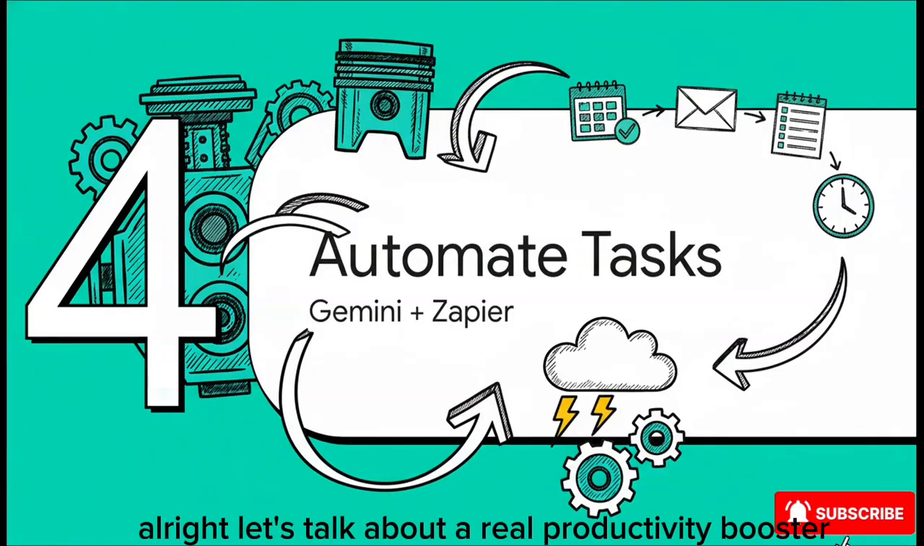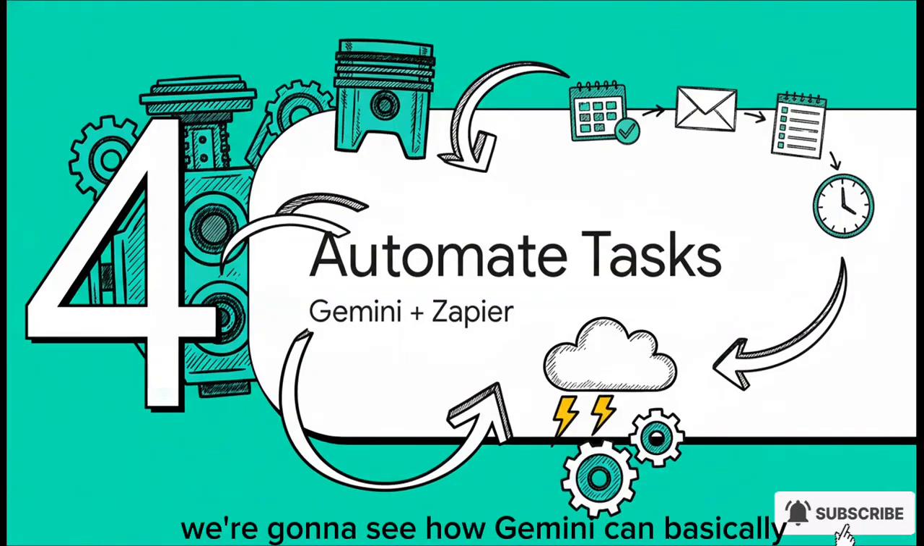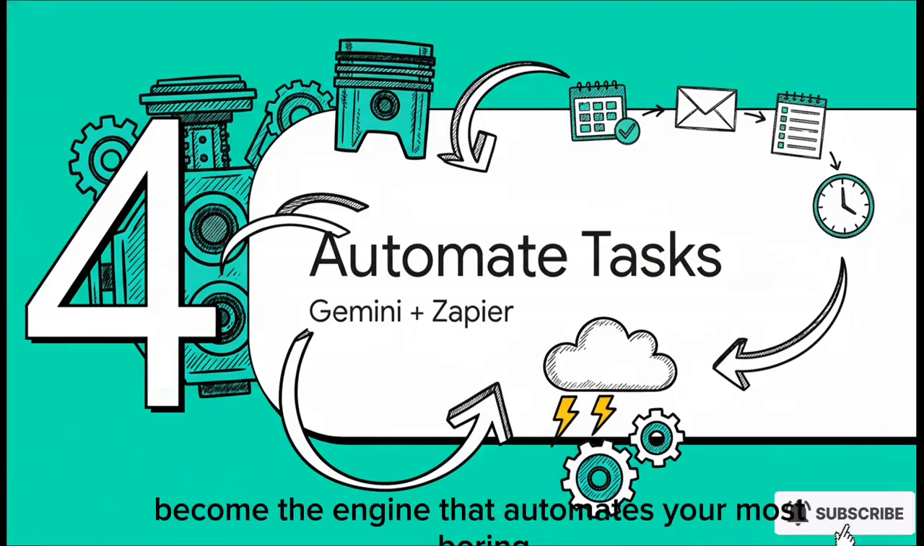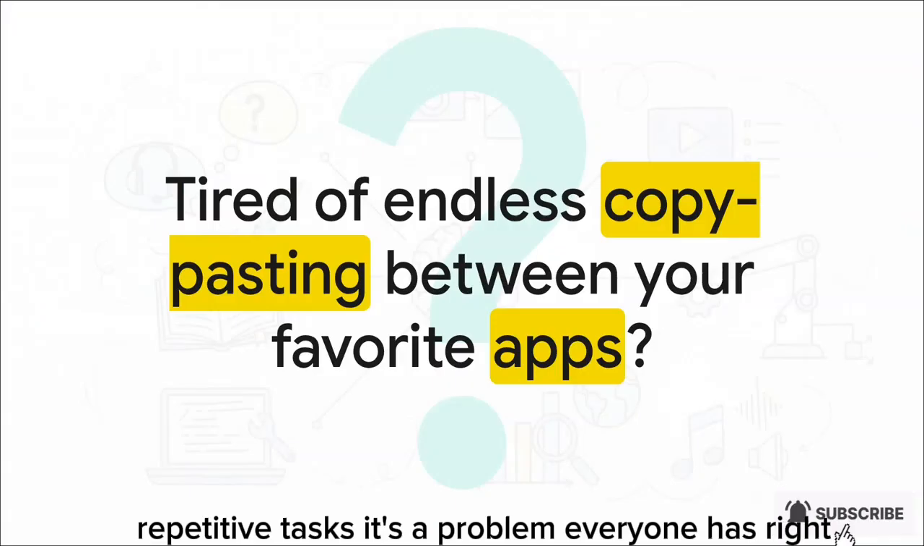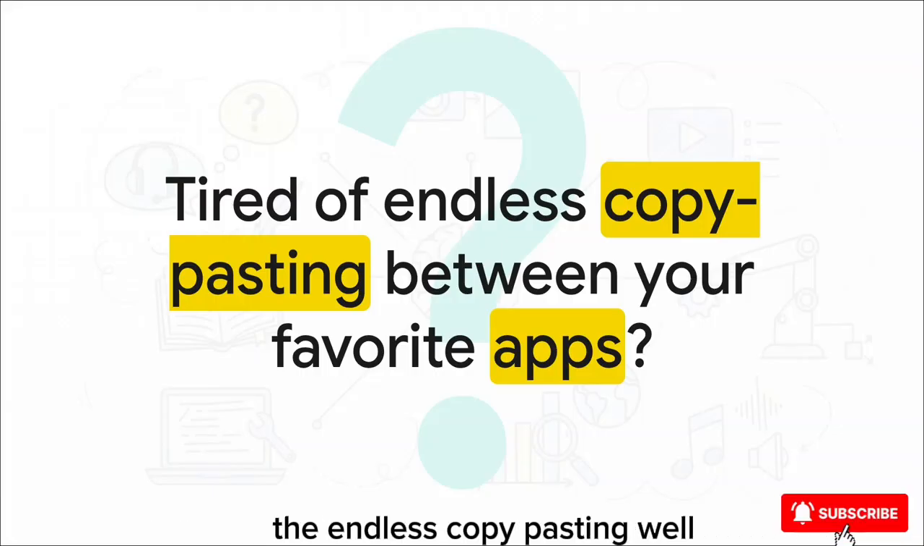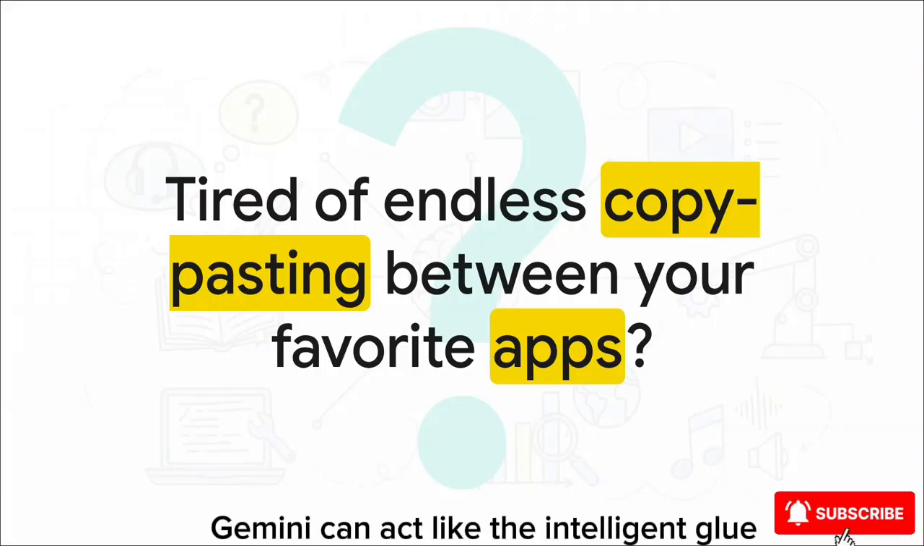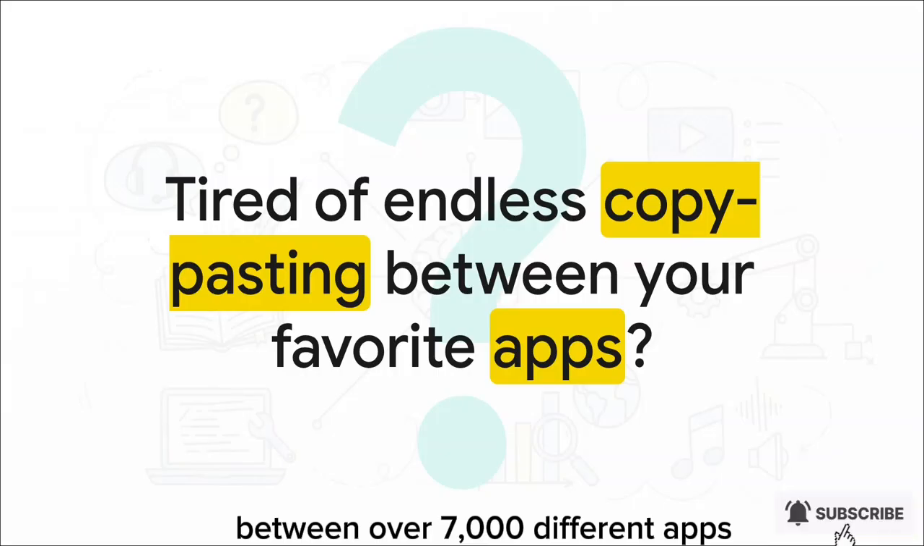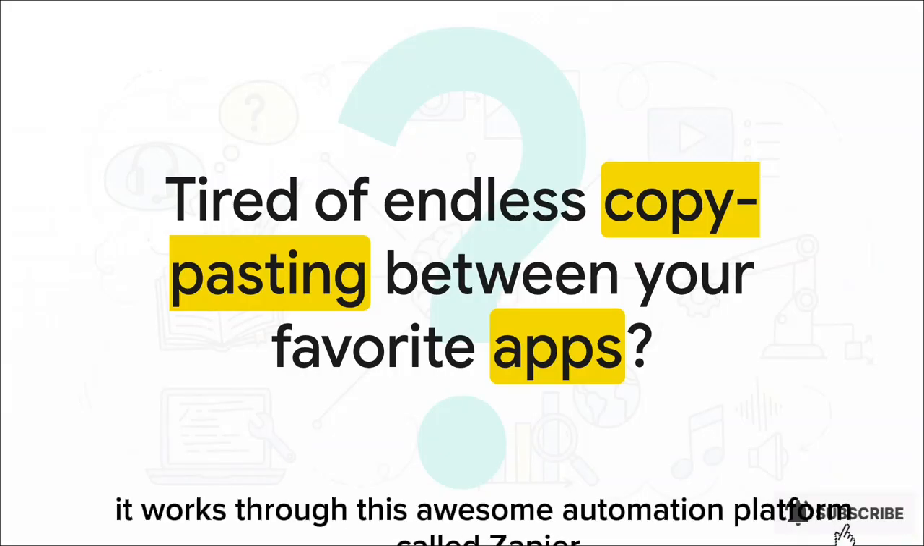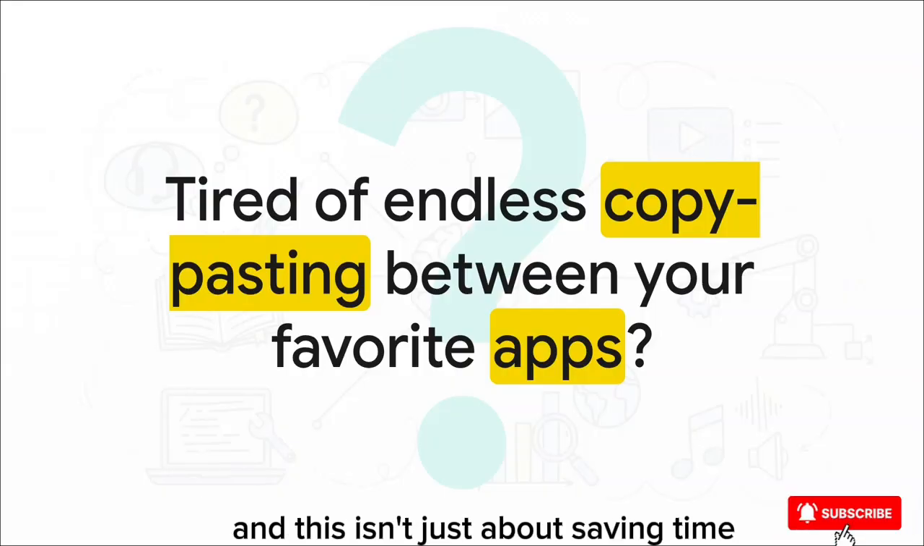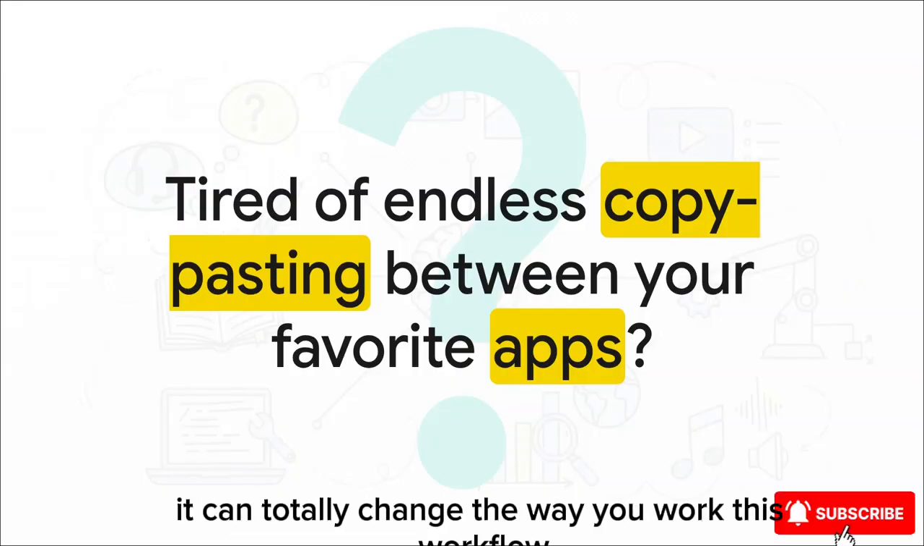All right, let's talk about a real productivity booster. We're going to see how Gemini can basically become the engine that automates your most boring, repetitive tasks. It's a problem everyone has, right? The endless copy-pasting. Well, Gemini can act like the intelligent glue between over 7,000 different apps you might be using. It works through this awesome automation platform called Zapier. And this isn't just about saving time. It can totally change the way you work.